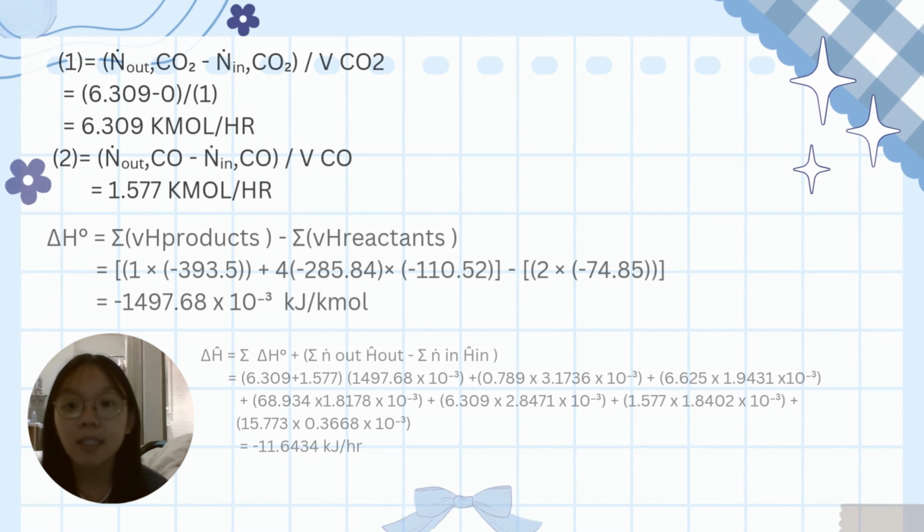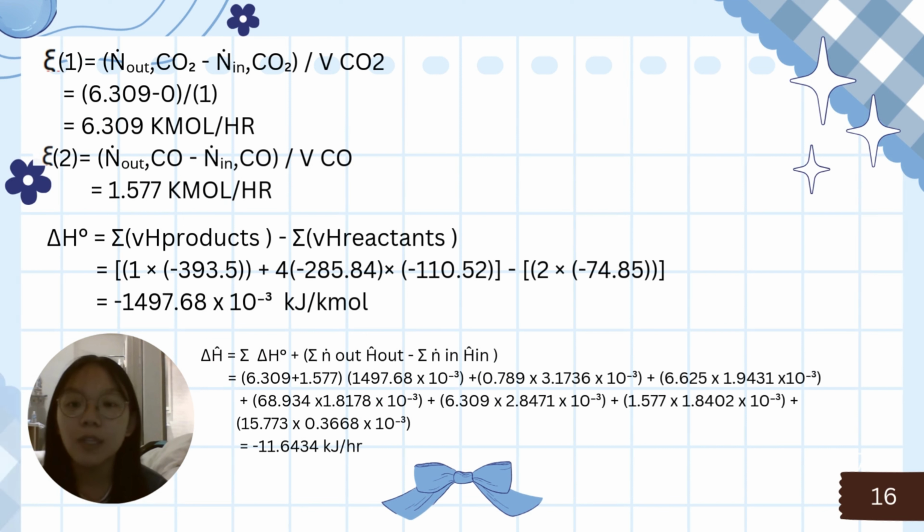We calculate the standard heat of reaction by using the sum of nu times H for products minus the sum for reactants. And after we calculate all these, we can calculate the enthalpy change, which uses the extent of reaction times the standard heat of reaction, plus N out H out minus N in H in.